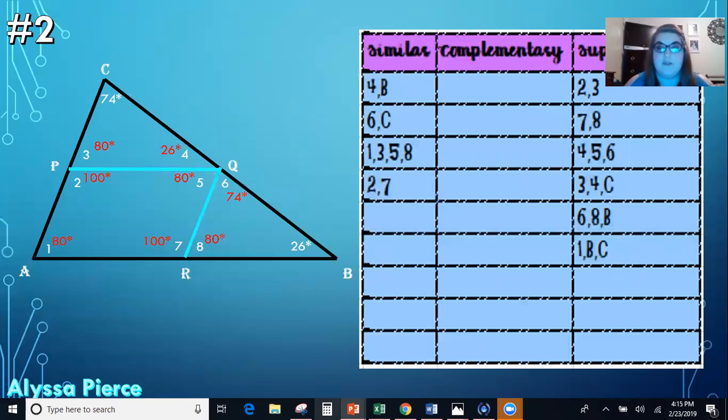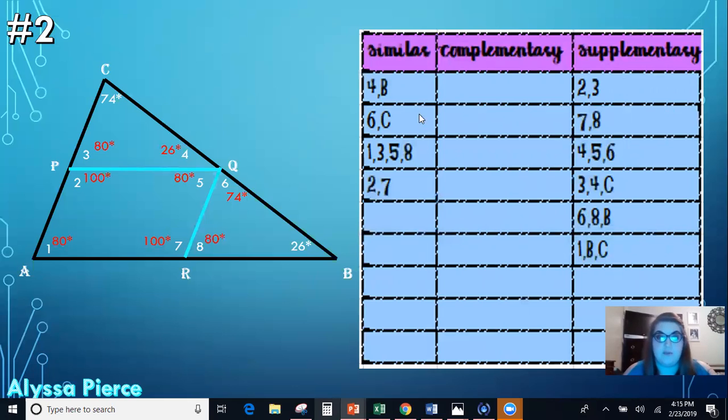So let's take a look at those similar, complementary, and supplementary angles. So here we have similar angles, 4 and B. So here's B, and there is our angle 4. You see that this triangle looks just like that triangle. So you'll see that 3 and 8 are both 80 degrees, and that 4 and B are 26 degrees, and 6 and point C as well. 1, 3, 5, and 8 are all similar. 2 and 7 as well. We again had no complementary angles because nothing added together to give us 90.